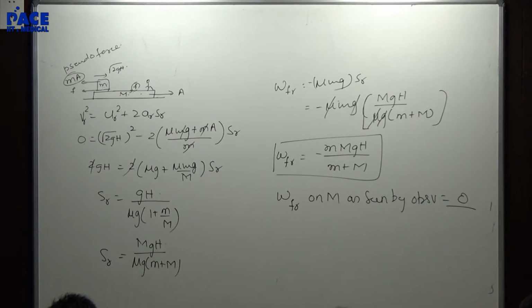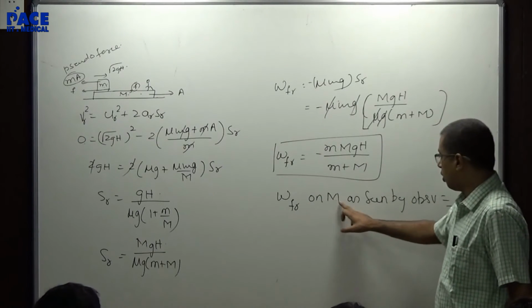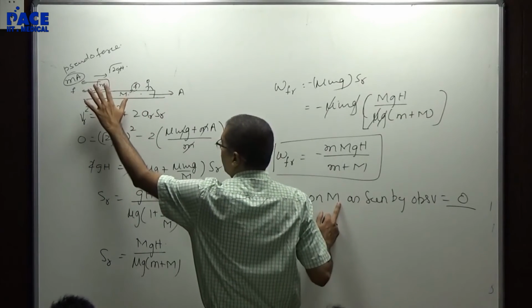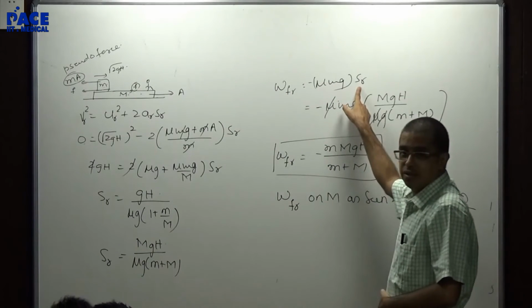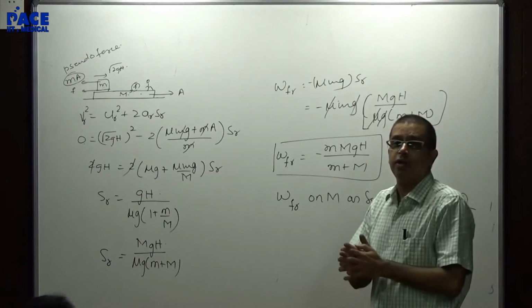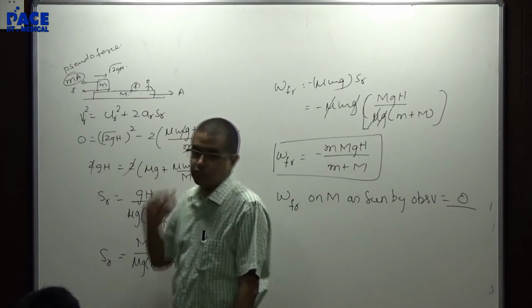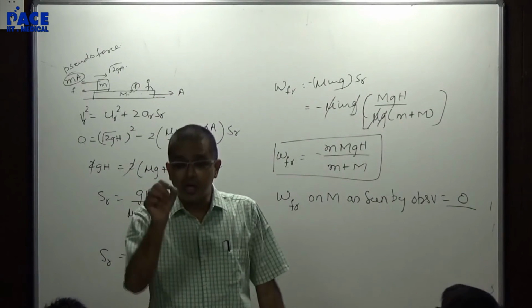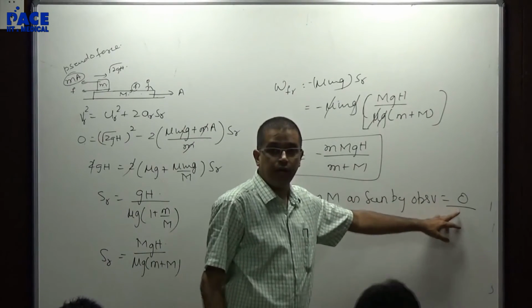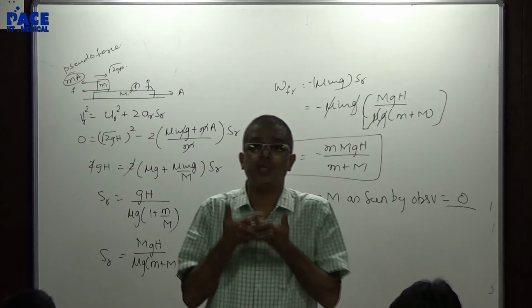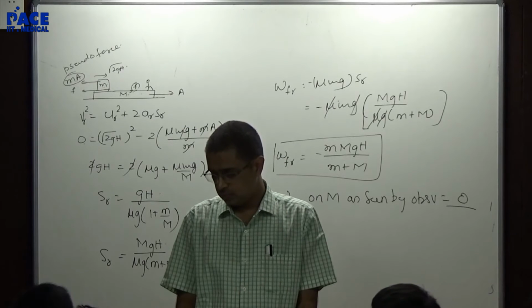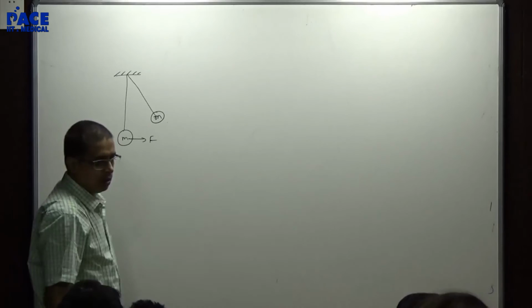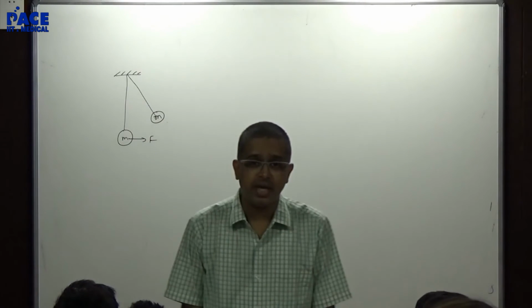Sir, what is that statement written below the answer? Work done by friction on capital M. You have calculated work done by friction only on small m. This is the relative displacement of small m. You may get a doubt later when you refer to your notes: why did you not take the work done by friction on capital M? Work done by friction on capital M is 0, because the observer is on capital M. According to him, the displacement is 0. How we use the work energy theorem is the key catch in this.